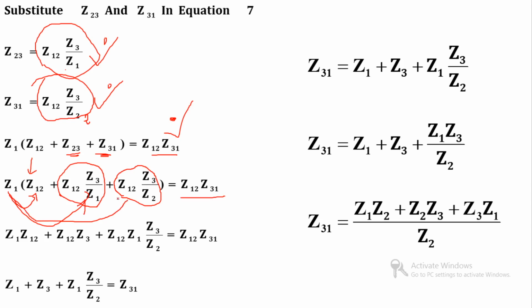So, let us consider the further simplification. So, this Z1 into Z12, Z1 into Z12, again I will multiply Z1 with this term, then Z1 will be cancelled out. So, this multiplication will be equal to Z12 into Z3. So, I will write Z12 into Z3. Again I will multiply Z1 with this term. So, this will be equal to Z12 into Z1 into Z3 by Z2 and on the right hand side will be Z12 into Z31.